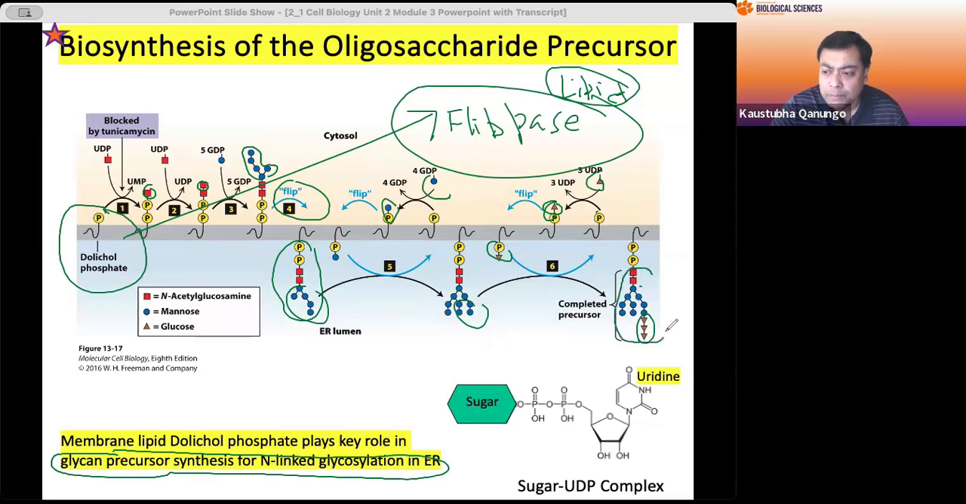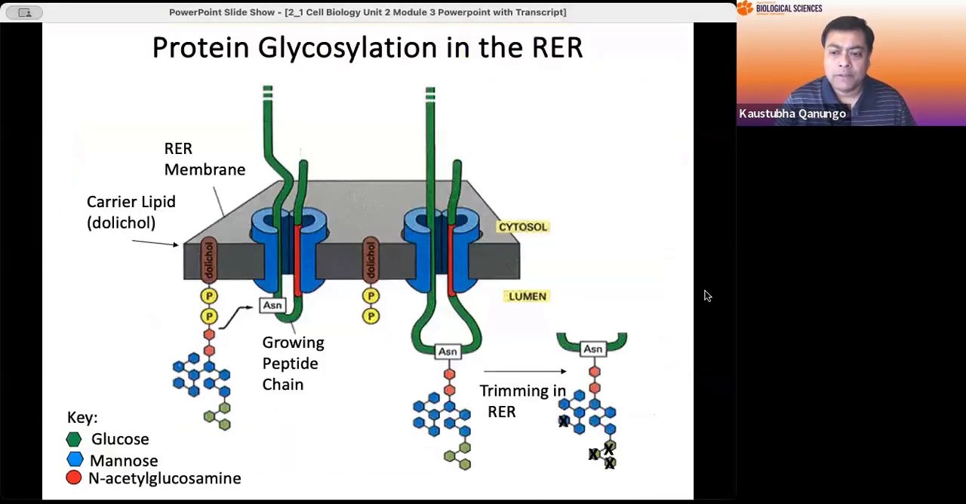This entire glycan or the glycan precursor is going to be transferred onto the N-linked glycosylation, and then it will be gradually trimmed. That's what it is. So take home message, dolicol phosphate is a flipase. It's a membrane lipid, dolicol phosphate, and it brings the glycan precursor for the N-linked glycosylation. Stepwise, nothing is required. All right, but the name dolicol phosphate is important. So here it is showing dolicol phosphate transfers the entire glycosylation onto the protein right here, and the dolicol phosphate will go back and do this function.